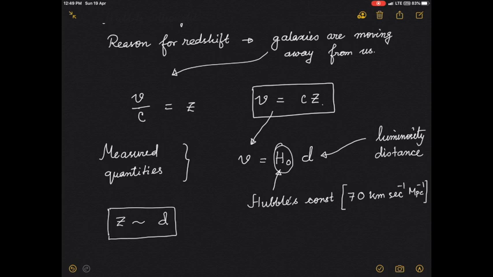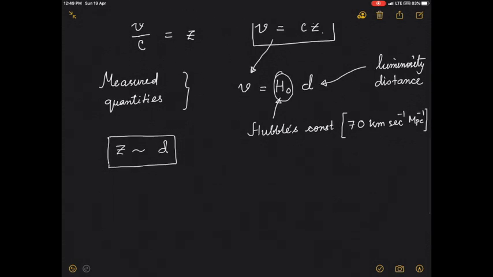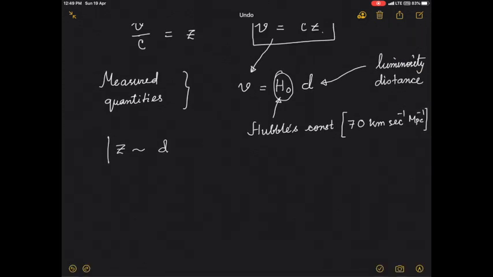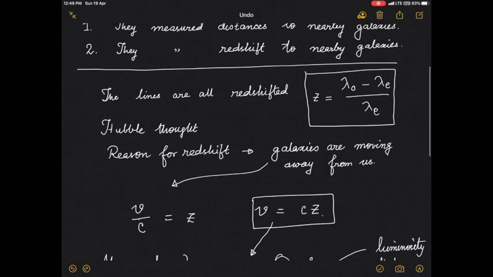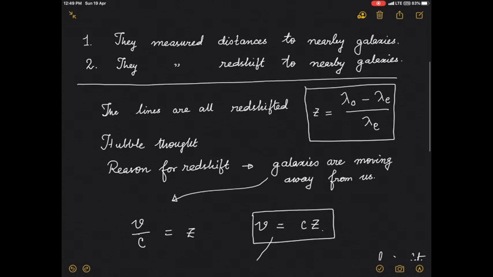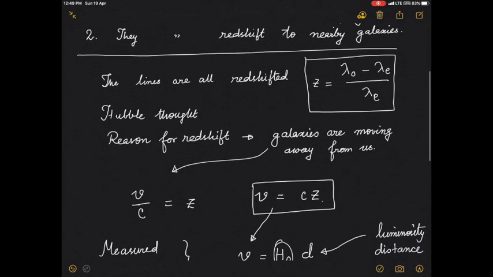Okay, so let us go back to what Hubble observed once more. They measured the distance to the nearby galaxies and they measured the redshift to the same galaxies. The redshift is defined as the shift in the spectral line, observed minus emitted wavelengths divided by the emitted wavelength. So this is a dimensionless quantity. Redshift is a dimensionless quantity.